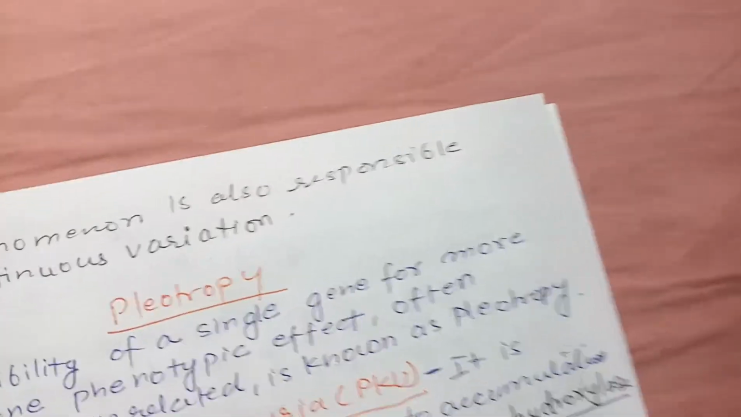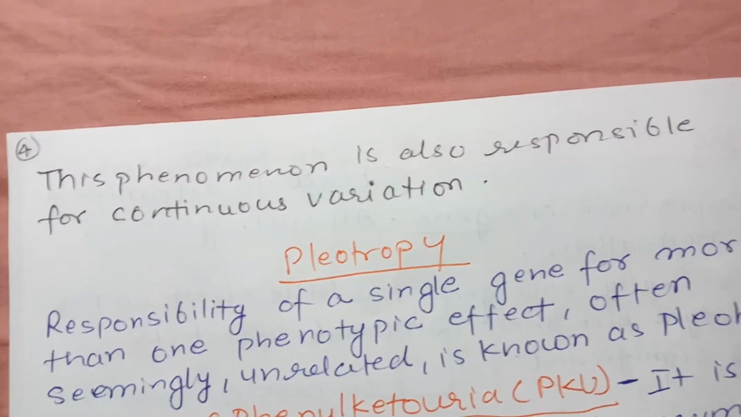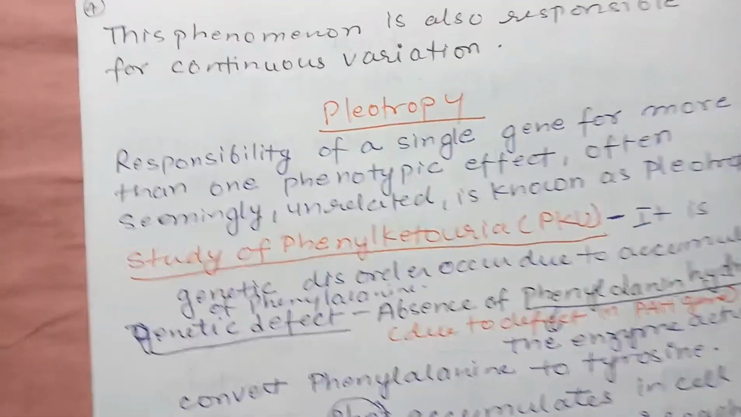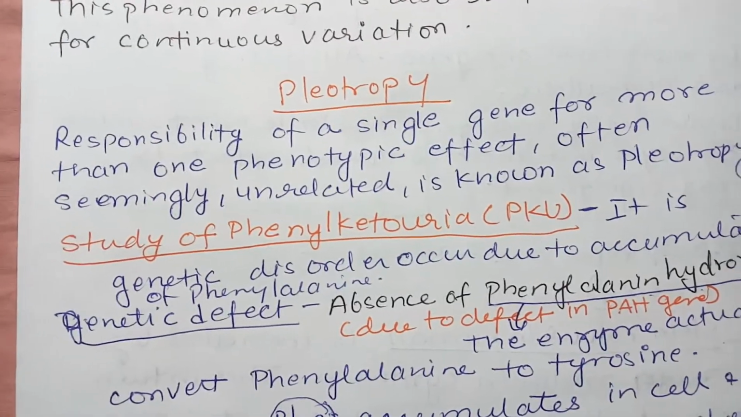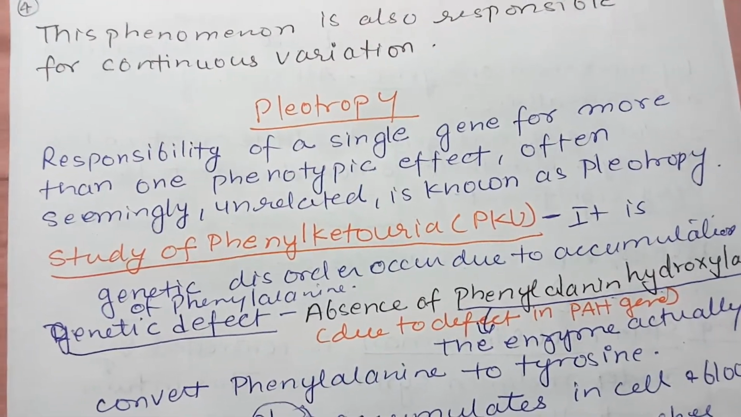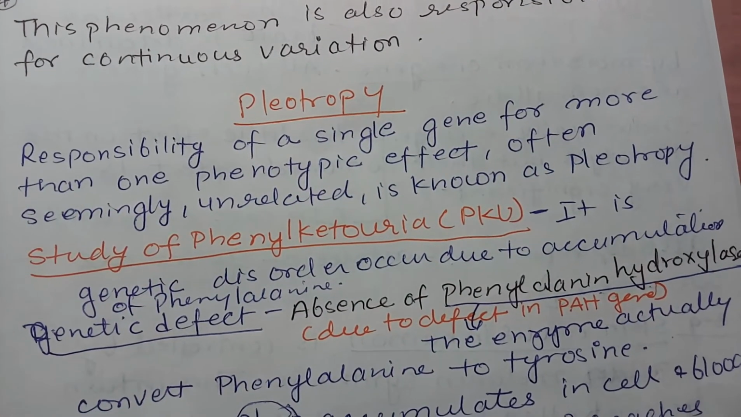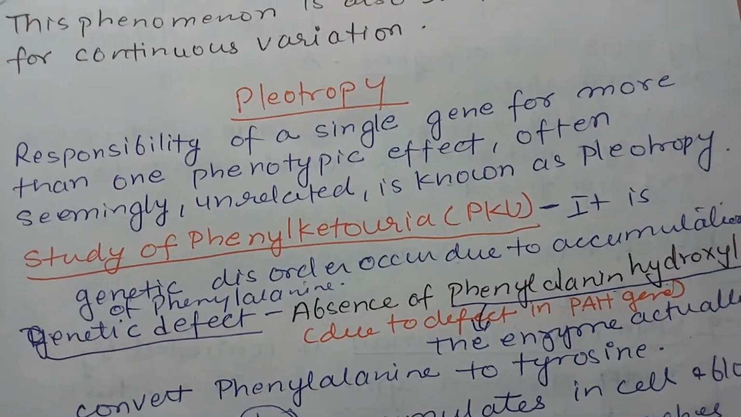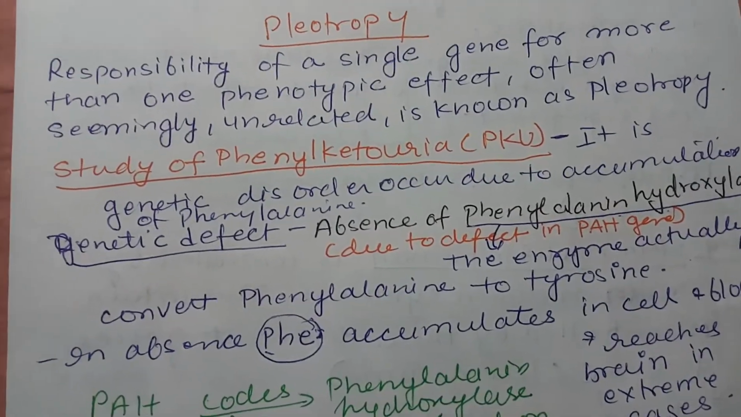Now, this phenomenon is also responsible for continuous variation. We will discuss this point in the chapter on evolution. Let's discuss pleiotropy or pleiotropism. The responsibility of a gene for more than one phenotypic effect, often seemingly unrelated, is known as pleiotropy.